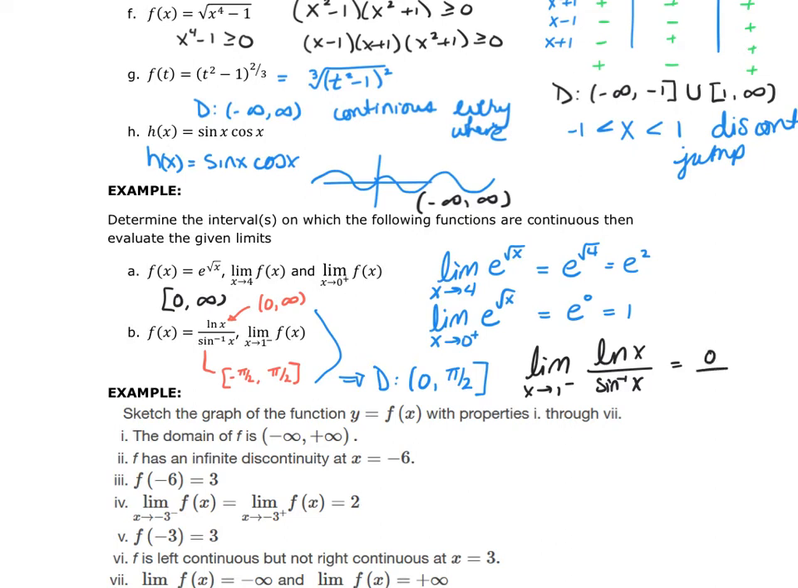And then the sine inverse of 1 is 1.57 radians, and so my answer is 0.